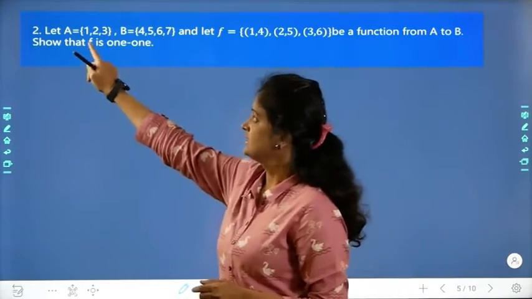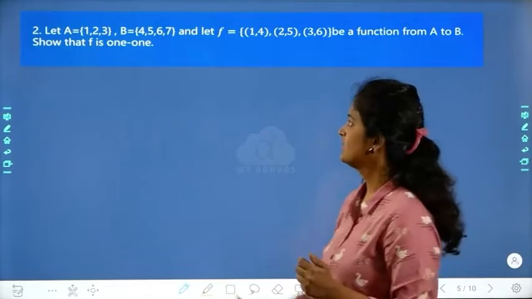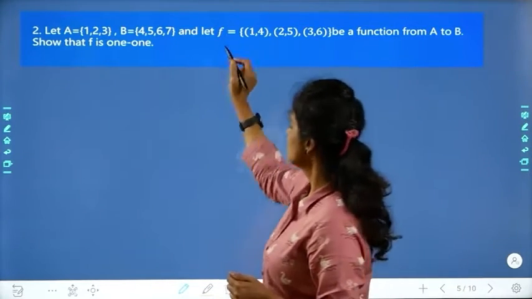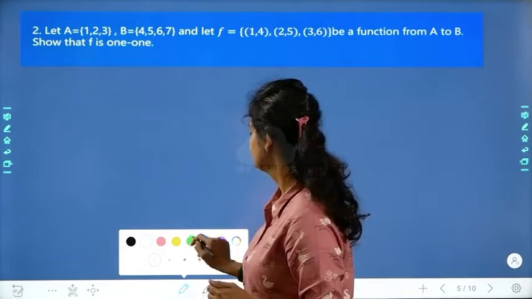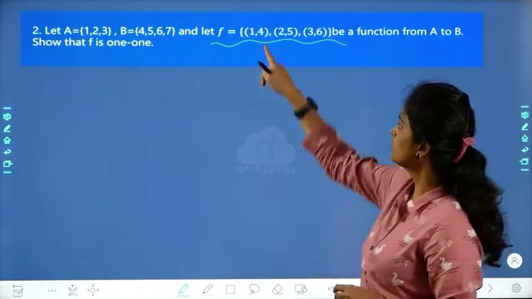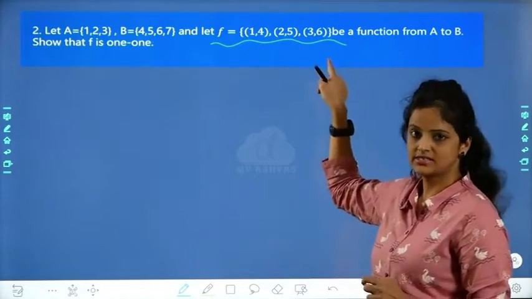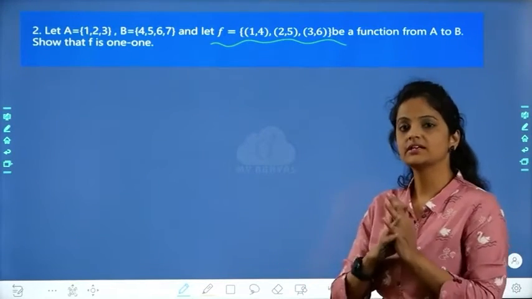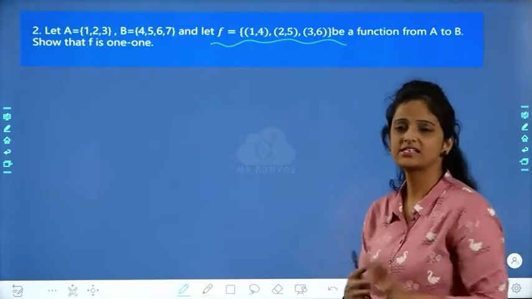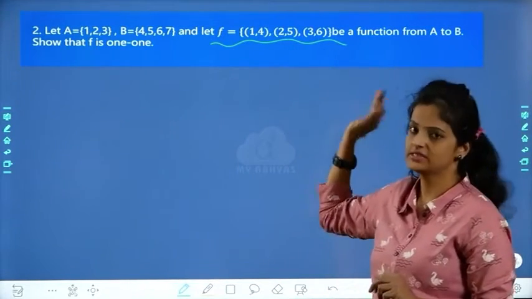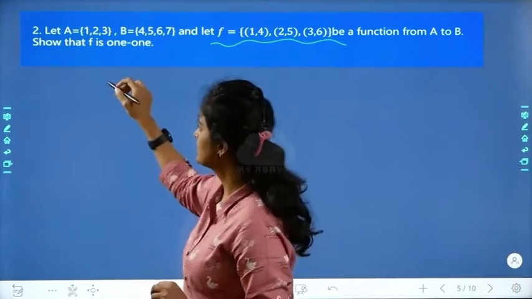Second one. Let A is equal to {1, 2, 3} is given and B is equal to {4, 5, 6, 7} are given, and this is the function they are having. f is equal to {(1, 4), (2, 5), (3, 6)} is there, and f is a function from set A to set B. They are asking whether it is a 1-1 function or not. Very simple. 1 is mapped to 4, 2 is mapped to 5, 3 is mapped to 6. This is what is given.